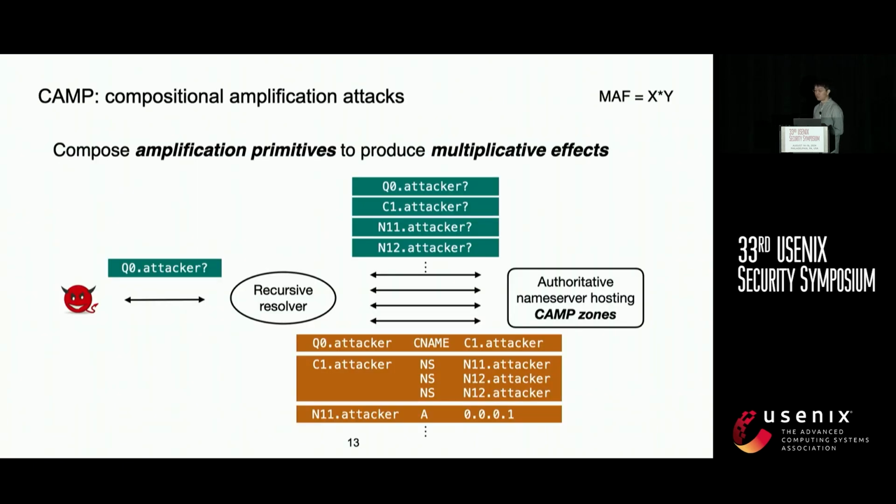To answer these questions, we developed a taxonomy of what we call amplification primitives that are inherent to the design of DNS. Based on that, we analyzed methodologically how these primitives can be combined, and this gives birth to CAMP, a large family of vulnerabilities that can produce multiplicative amplification effects.